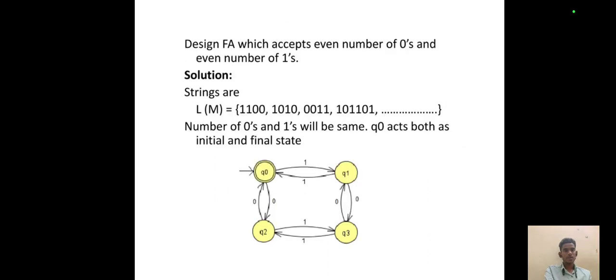Here, design finite automata which accepts even number of zeros and even number of ones. The possible strings are L(M) = {11, 00, 1010, 0000, 1110, 1101}. And the number of zeros and ones will be even. q0 acts both as initial and final state.